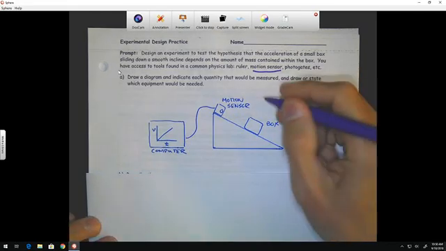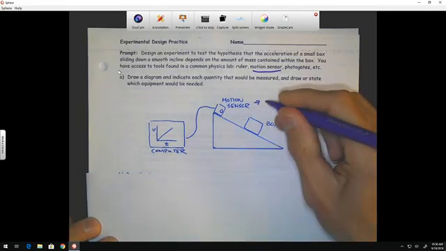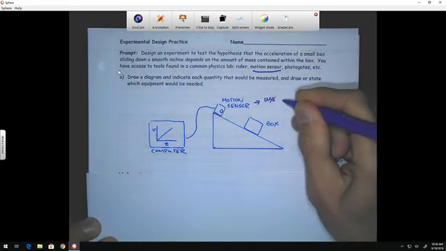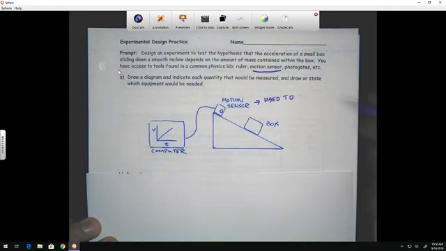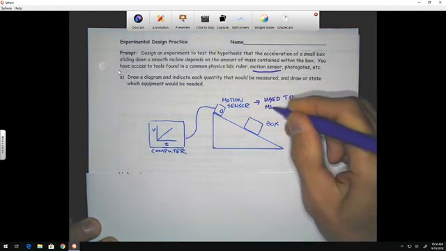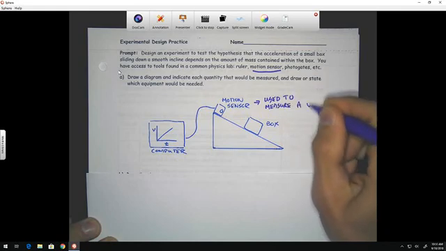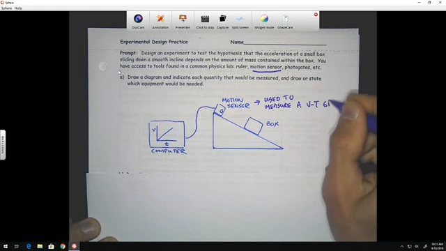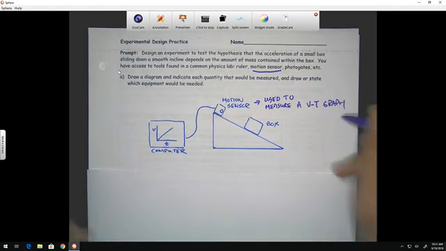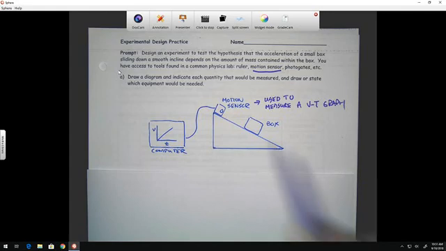You could also say that the motion sensor is used to measure a VT graph. And that would be okay. But the main thing is that you're showing that you're using a motion sensor, you're labeling it, and you're indicating what you're going to use it for in the diagram.